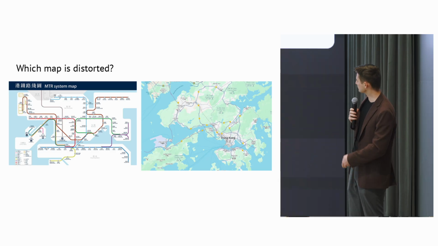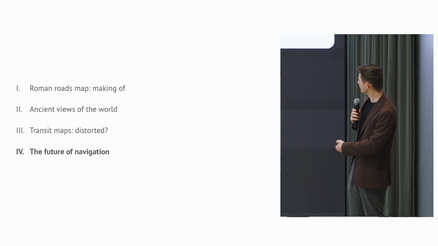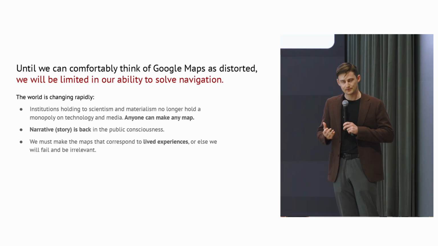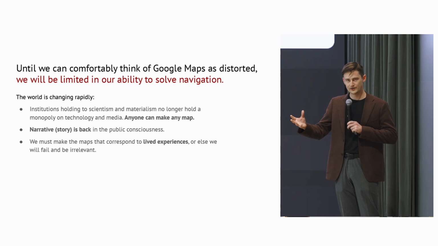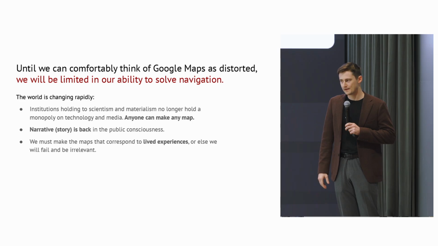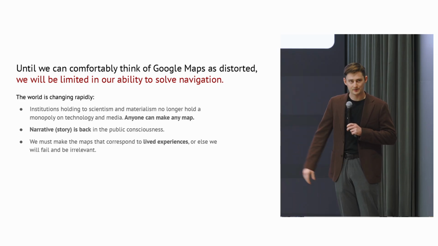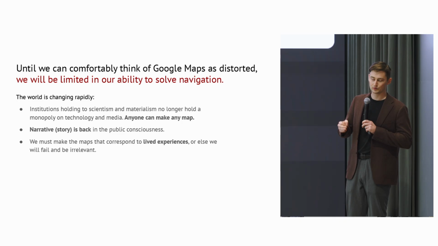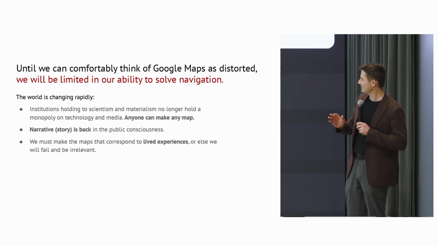And so, yeah, until we can reach that point mentally of opening Google Maps, Apple Maps, looking at even a satellite image, and thinking to ourselves, yeah, this is good, this is useful for some things, but it's actually distorted. Just like the MTR map is also distorted, right? Until we reach that point, I really think we're going to be limited, and I am a bit of an extremist on this position.